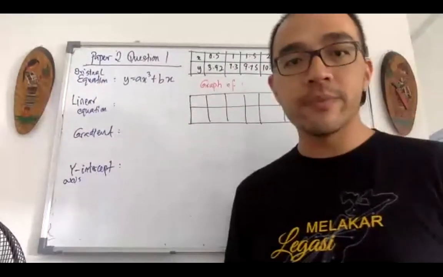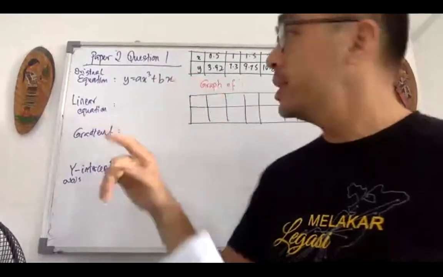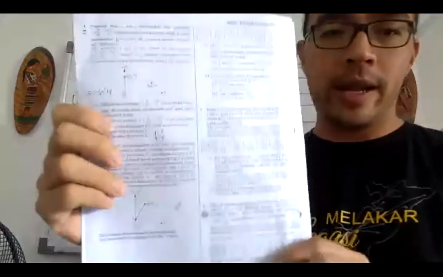So hi, today we're going to start with answering paper 2 questions that we have in our handout. Our aim today is to finish all 3 questions in the span of 2 hours.